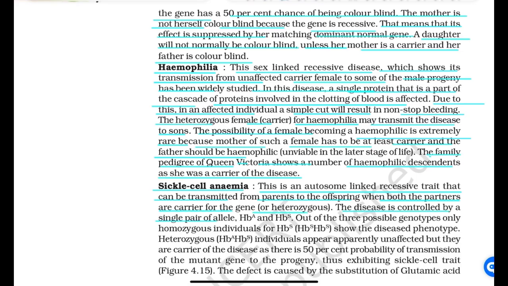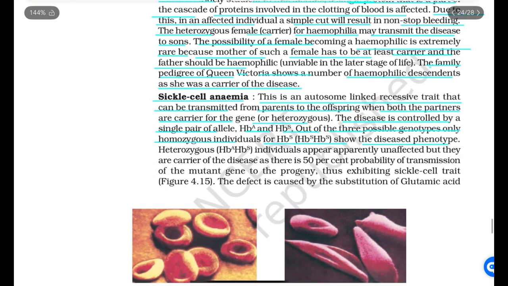The disease is controlled by a single pair of alleles, HbA and HbS. Of the three possible genotypes, homozygous HbS individuals show the disease phenotype, while heterozygous HbA HbS individuals appear apparently unaffected but are carriers of the disease, as there is a 50% probability of transmission of the mutant gene to the progeny.